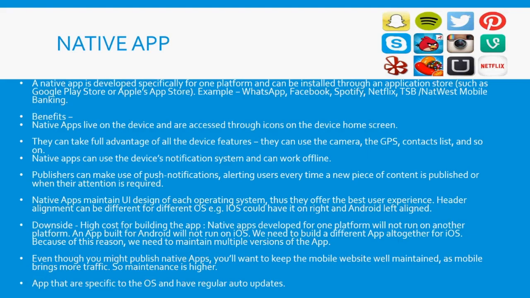These applications take full advantage of all your device features. They can make use of a camera. For instance, as we use in WhatsApp, you can call WhatsApp to talk to your camera and then take pictures and send them around. They also make use of your GPS, your location, contact list, and so on and so forth. They can also give you push notifications when a new piece of content is published, or when attention is required.